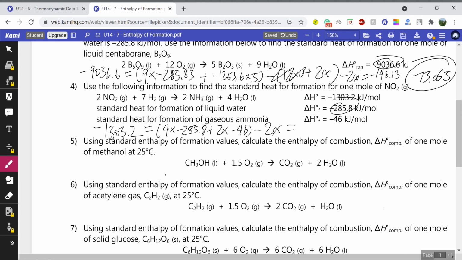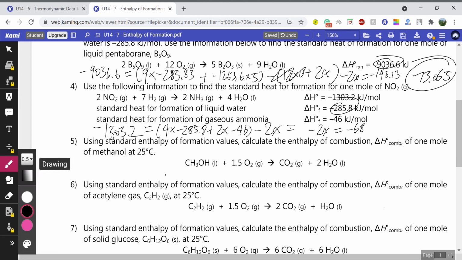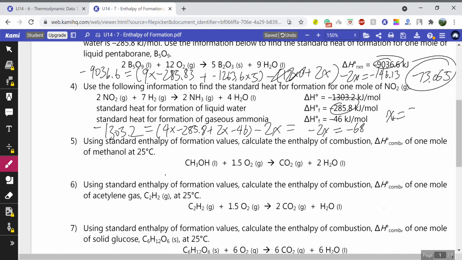Alright, so let's see. 4 times negative 285.8 plus 2 times negative 46 is negative 1235, and then we subtract that from negative 1303.2 to get negative 2x is equal to negative 68. Now if we divide both sides by negative 2, we get x is equal to 34 kilojoules.